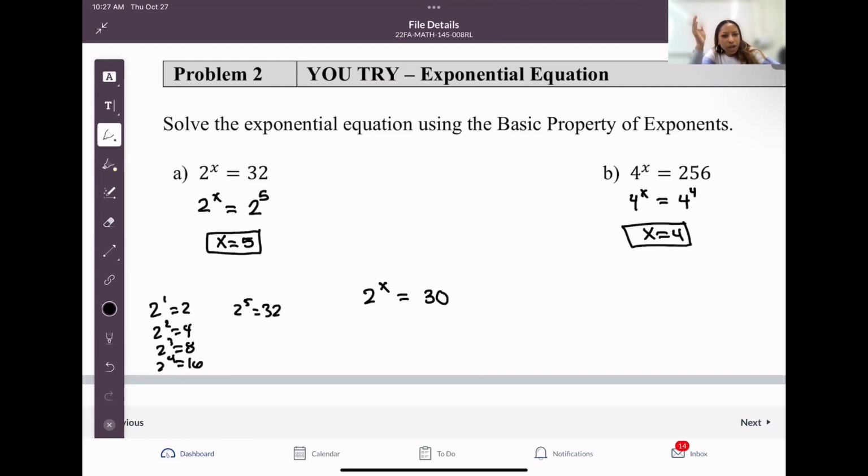But what about 30? We skipped 30. Exactly. Our answer is going to end up being some decimal. We don't know that off the top of our head. We can kind of narrow it down. We see here that 2 to the 4th power is 16 and 2 to the 5th power is 32. So the decimal should be somewhere between the 4th power and the 5th power, or 4 point something, but we don't know exactly what. In order to solve this and to get an exact answer, we need another technique. And that's where logarithms come in.